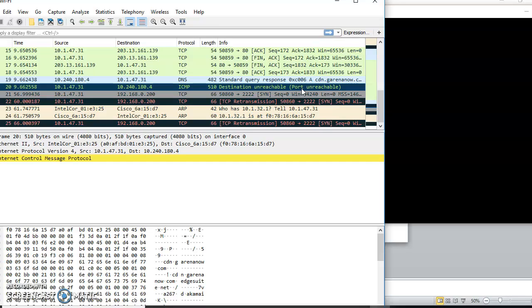And subsequently, the route that is taken by the packet along the network.